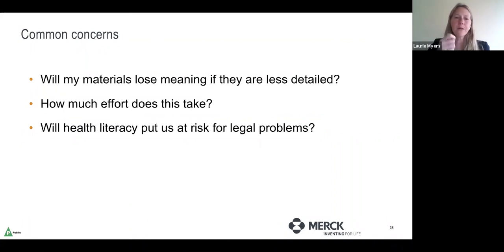And will health literacy put us at risk for legal problems? I have many champions of health literacy within the legal department. And what they say is, at first when I heard about this, I thought there might be liability or whatever. But now I understand our risk is actually reduced if people understand. And so lawyers can be strong champions. And when you have a conversation with them about what you're trying to achieve, they're very, very supportive. Next slide.